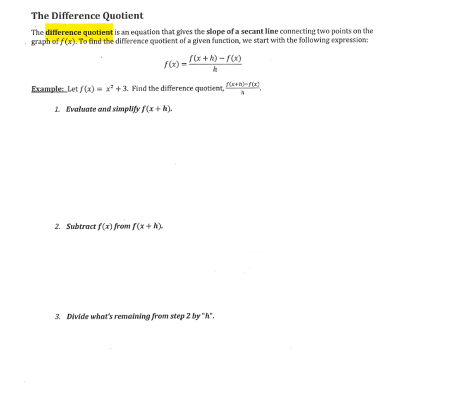The difference quotient is an expression, I know it says equation here, but it's an expression that gives the slope of a secant line.